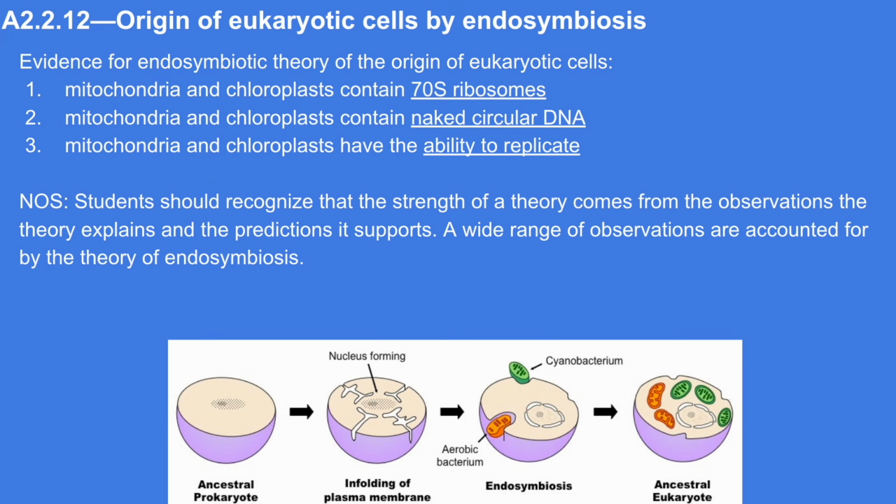Now, there's quite a bit of evidence for this theory, including mitochondria and chloroplasts contain 70S ribosomes, which we talked about are the same size ribosomes that are in prokaryotes. Mitochondria and chloroplasts contain naked circular DNA, the type of DNA that's in prokaryotes. Mitochondria and chloroplasts have the ability to replicate, which if they were free-living prokaryotes, they would also have been able to do. Okay, so these are all pieces of evidence.